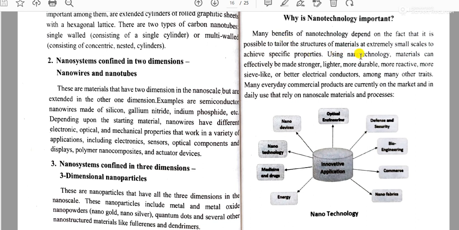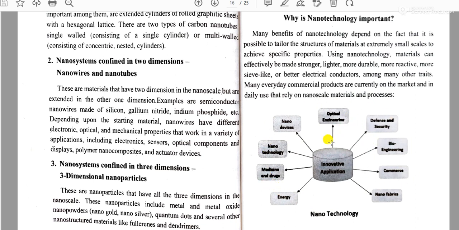Then using nanotechnology, materials can effectively be made stronger, lighter, more durable, more reactive, more sieve-like, or with better electrical conductivity, among many other traits. So many everyday commercial products are currently on the market and in daily use that rely on nanoscale materials and processes. All these are the typical fields of research in which innovative applications of nanomaterials are researched daily.